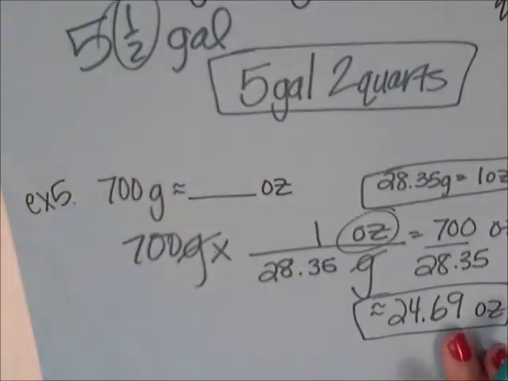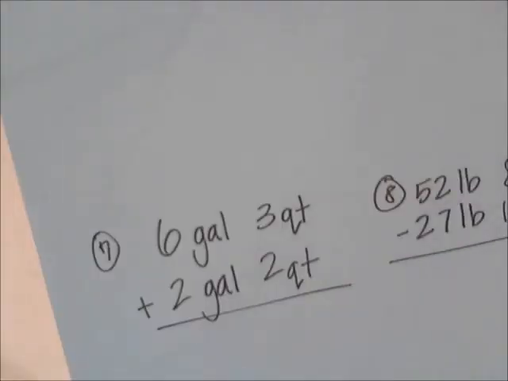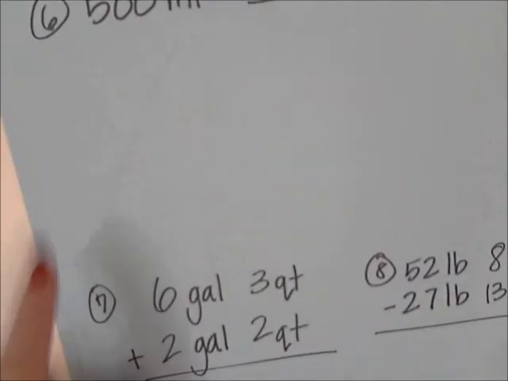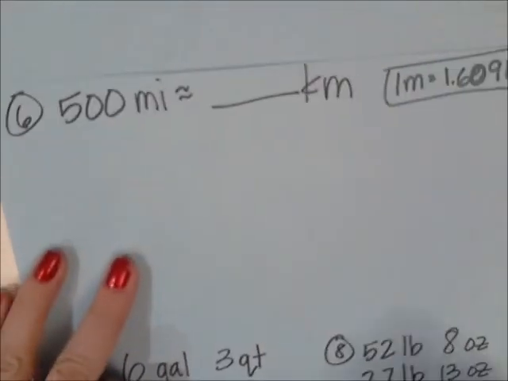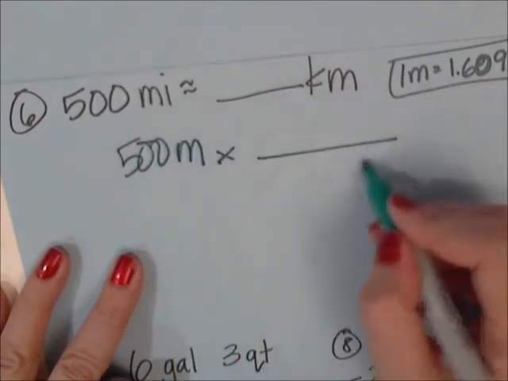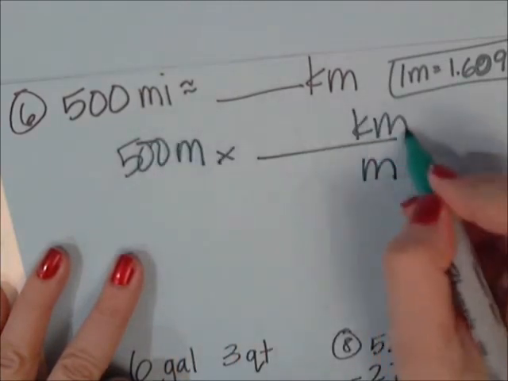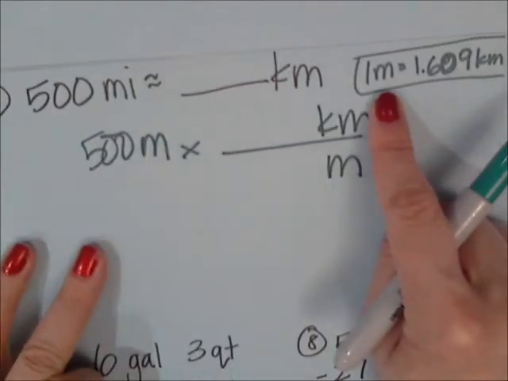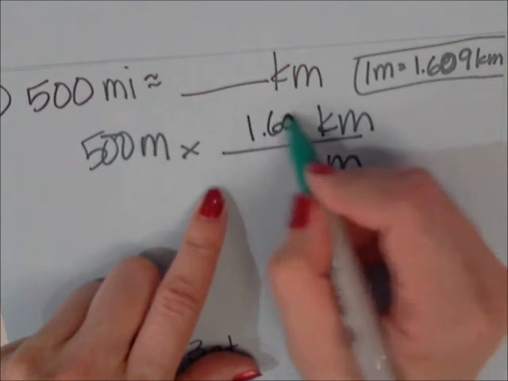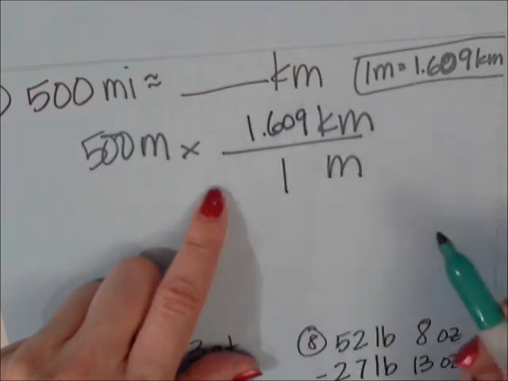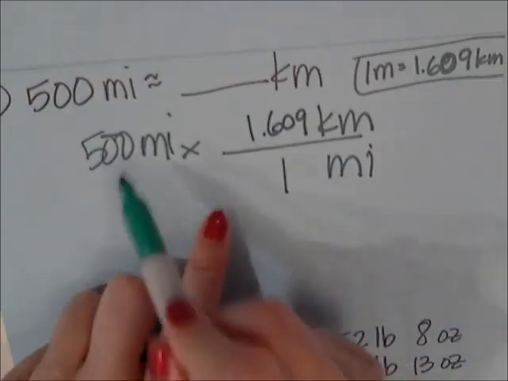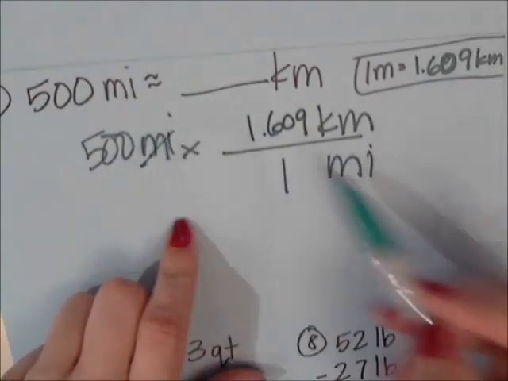All right, moving on. Example 6. We're going to change 500 miles to kilometers. Now, once again, we're going to write 500 miles times miles in the bottom, kilometers on the top. Here in my key, it says that there is 1.609 kilometers in 1 mile. So I have miles and miles. I'm going to cancel out the miles.